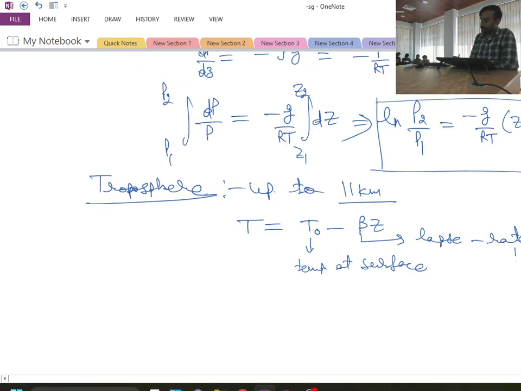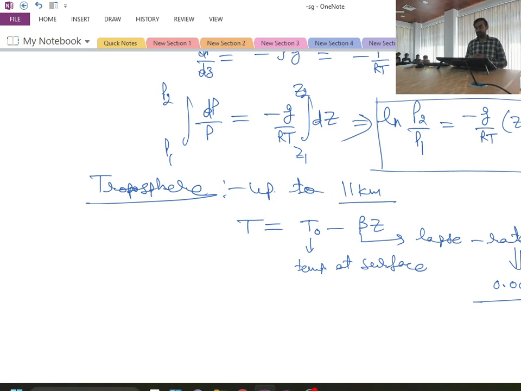And the value of this lapse rate is 0.0065 Kelvin per meter. Okay, is this point clear? So for each meter rise in elevation, there is a 0.0065 Kelvin decrease in the temperature. Okay. So now if we couple this equation to our previous relation, then we will be finding a more accurate prediction of the variation of the pressure with elevation.